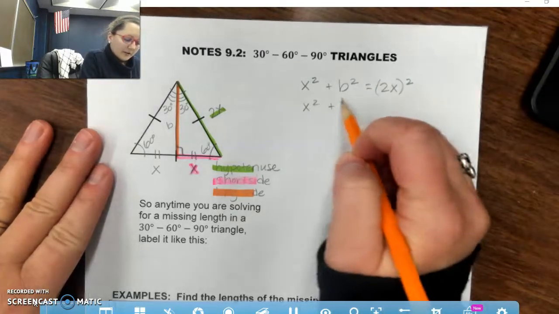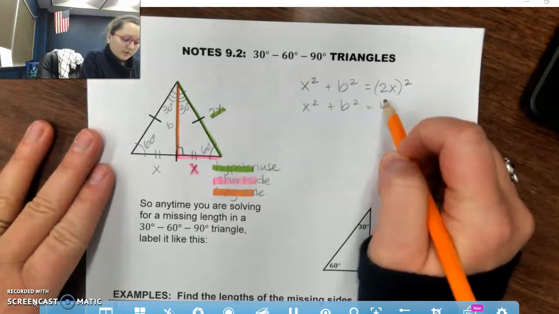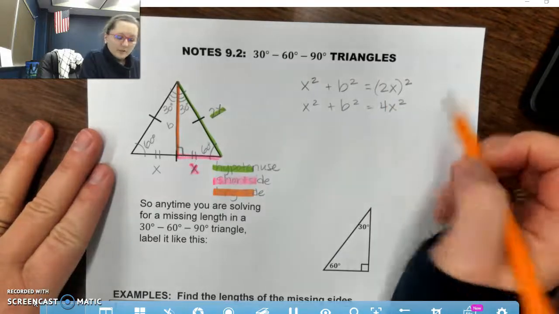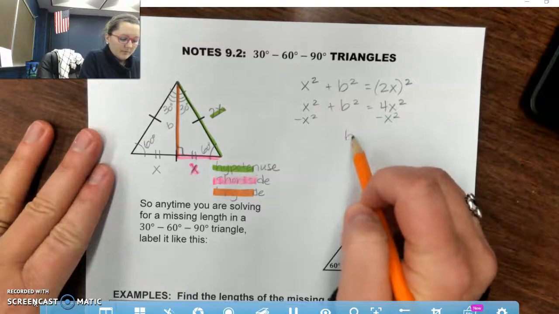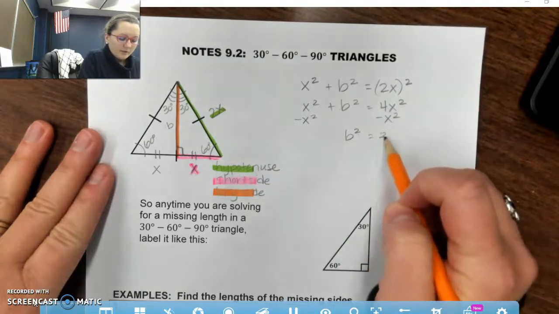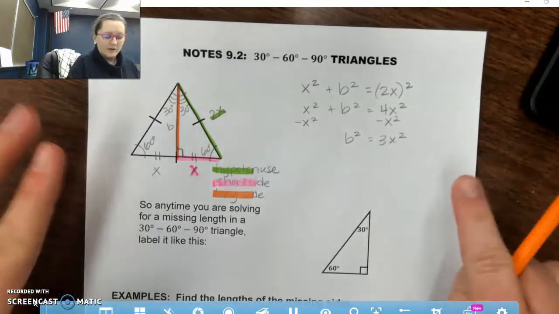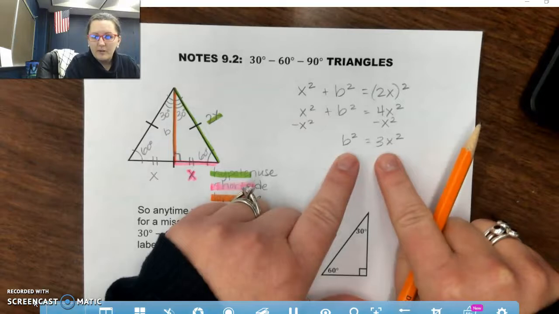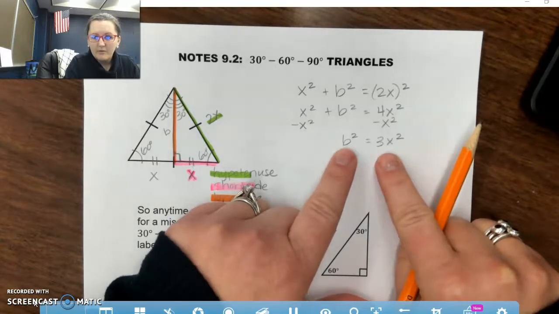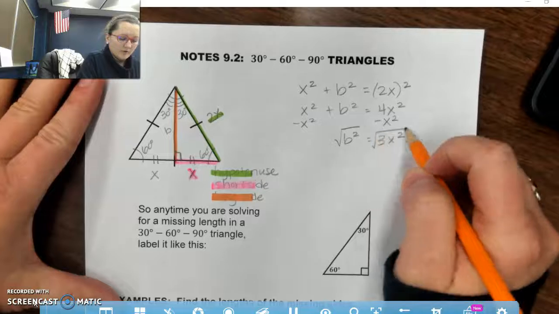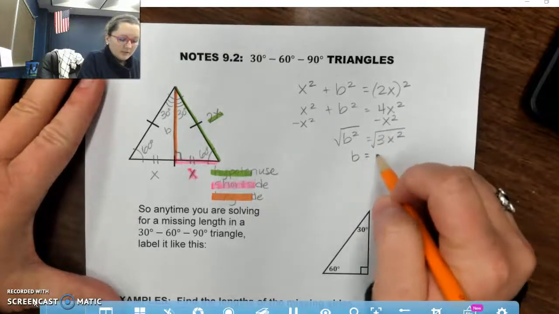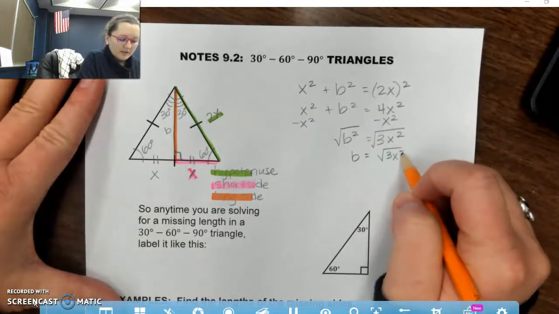x squared plus b squared equals 4x squared. I'm going to subtract my x squared here. So I have b squared equals 3x squared. Now remember what we did in our Pythagorean theorem. How do we solve for b? What's the opposite of squaring something? It's taking the square root, right? So I have b equals the square root of 3x squared.